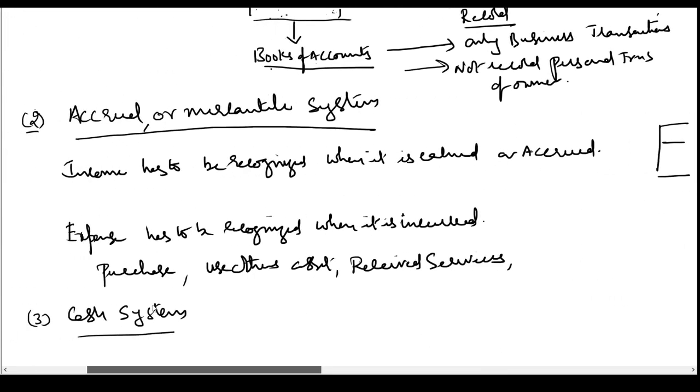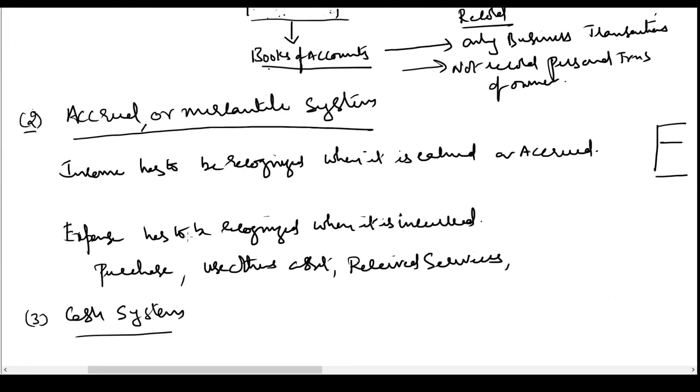Similarly, expenses as well. When you purchase goods, let us say I purchase the goods today and I am going to make the payment after 3 months. The question arises, when should you recognize the value of the goods as an expense? Today or after 3 months? The answer is, if you have purchased the goods today, you have to show it as an expense in your books today.